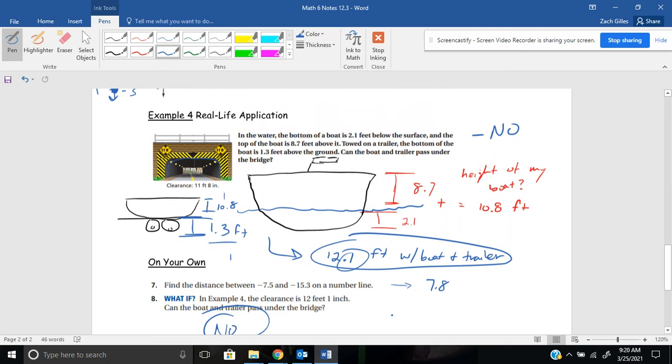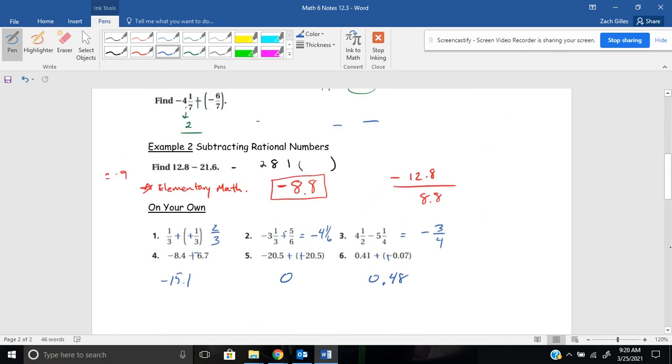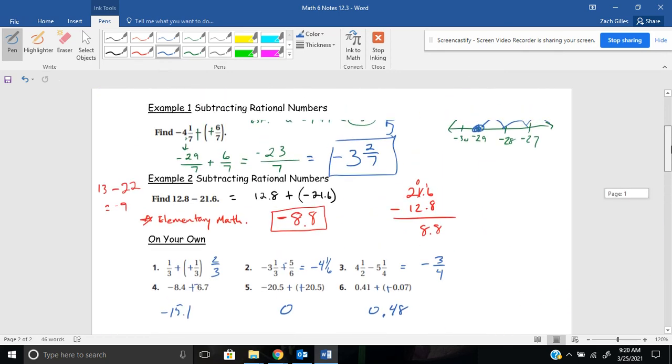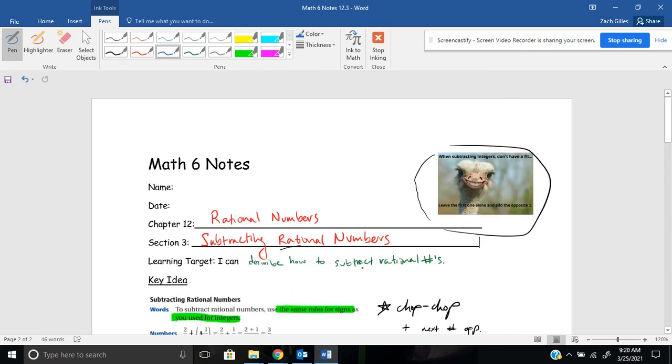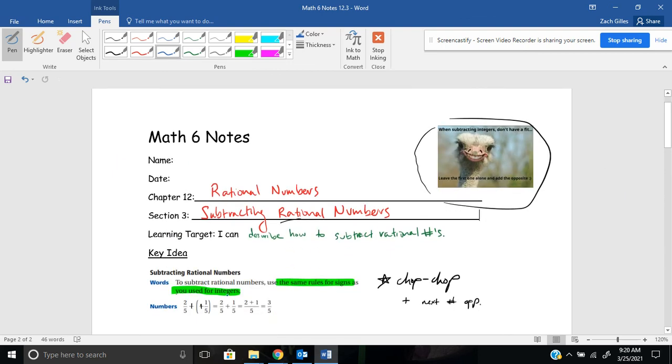Okay. Please let me know if you had any questions on that. Like I said before, very similar to subtracting integers. Follow those same rules, chop, chop, or add the opposite, however you want to think about it.